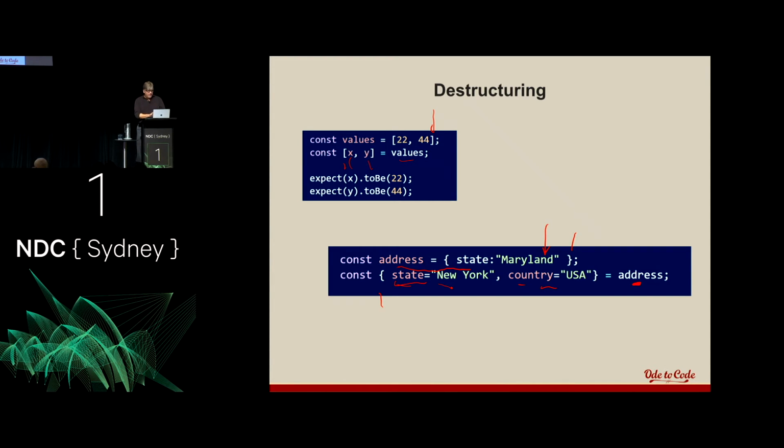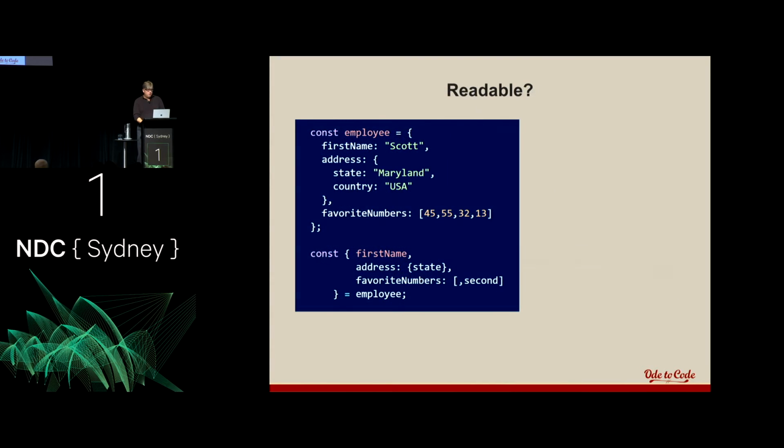So that's where people start to feel a little bit uncomfortable with destructuring. Why don't we just write the code a little more explicitly? But then you can also do really crazy stuff with it. So here's an object literal defining an employee with a first name. It's a complex object because I have an address inside of there, state Maryland, country USA, and my favorite numbers. Not really, but whatever. This is a destructuring assignment down here because the curly braces are on the left-hand side.